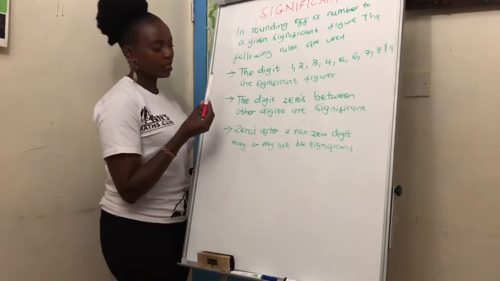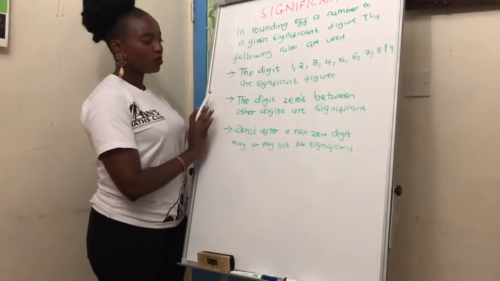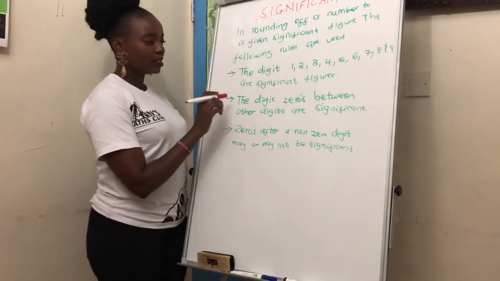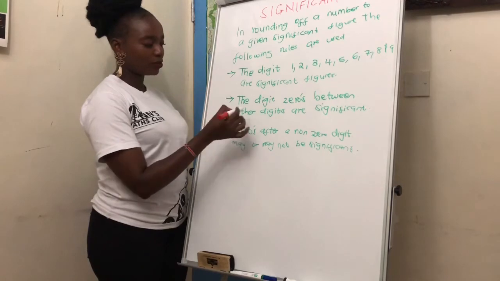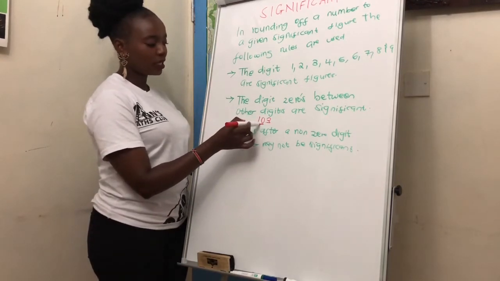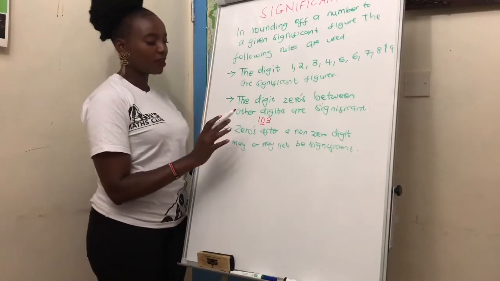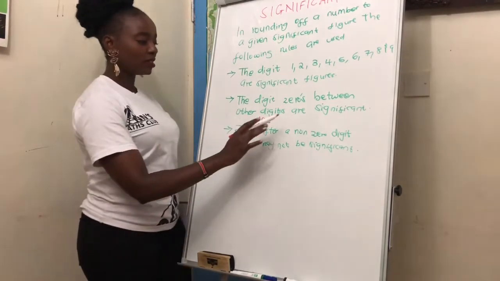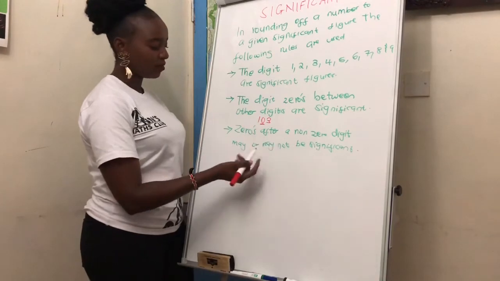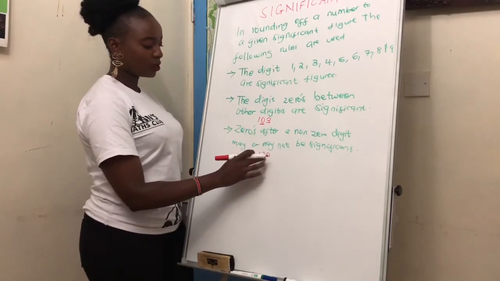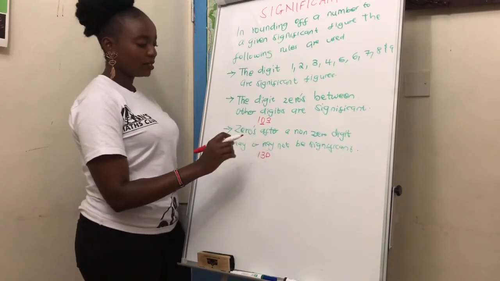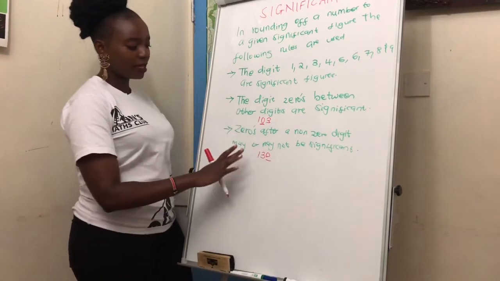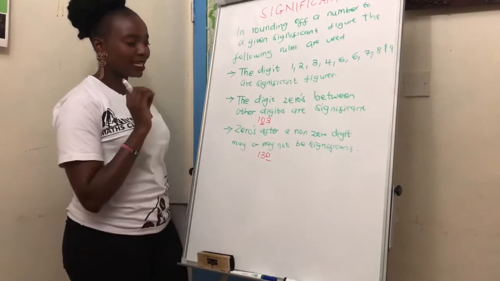So basically these are the 3 rules that can guide you. One, the digits 1 to 9 are all significant figures. The digit 0 between other digits, so maybe 1, 0, 3: this 0 becomes a significant figure because it's between other non-zero digits. And zeros after a non-zero digit may or may not be significant, maybe given 130. So this 0 may or may not be significant, but in most cases it's not a significant figure since it's after the significant figures.